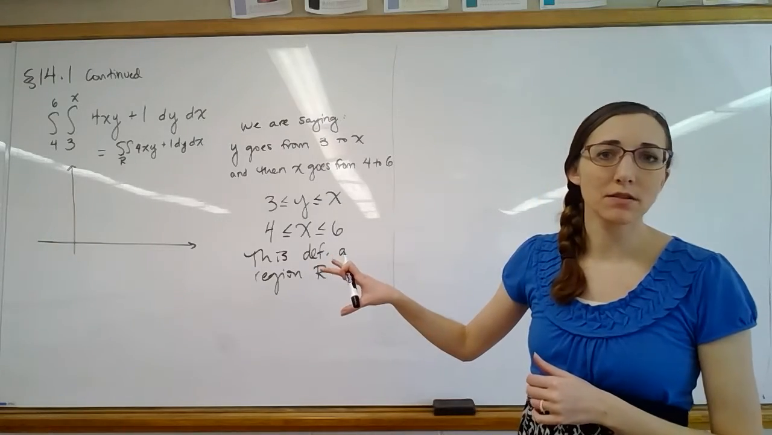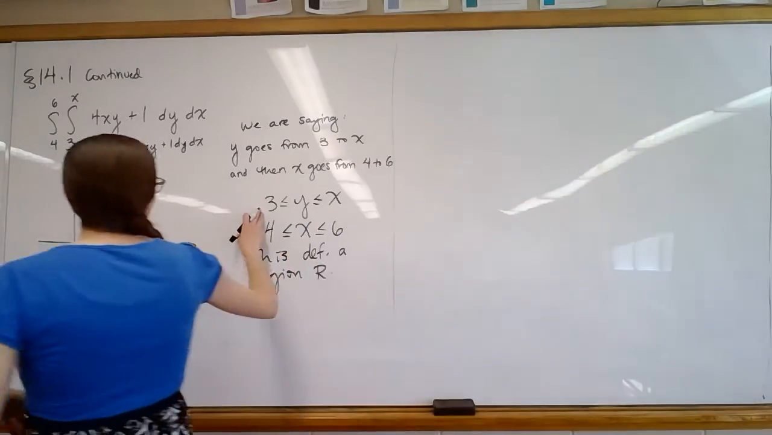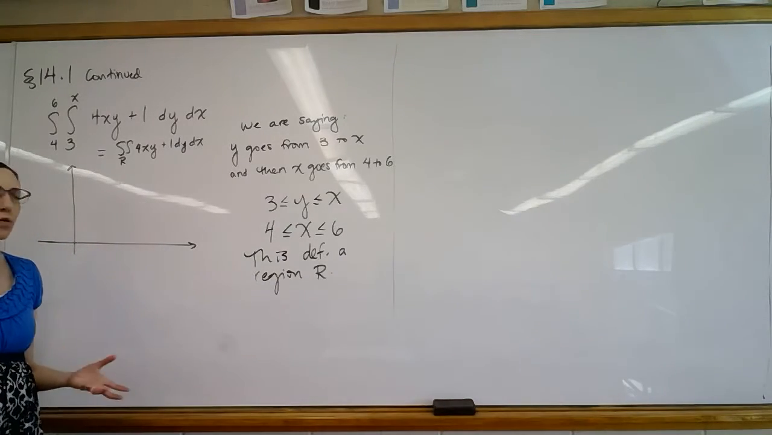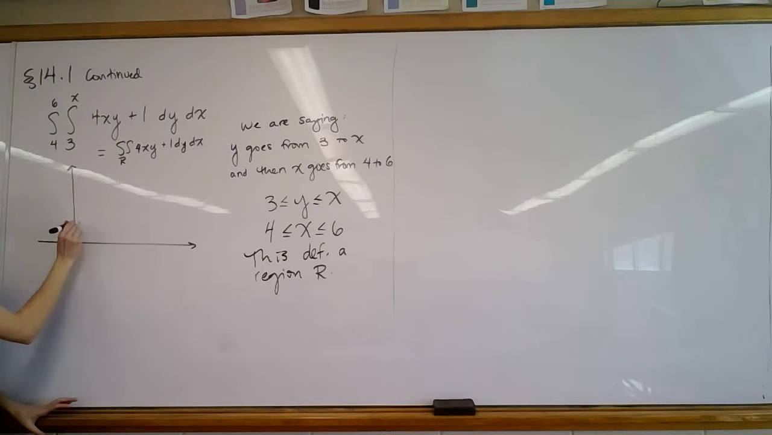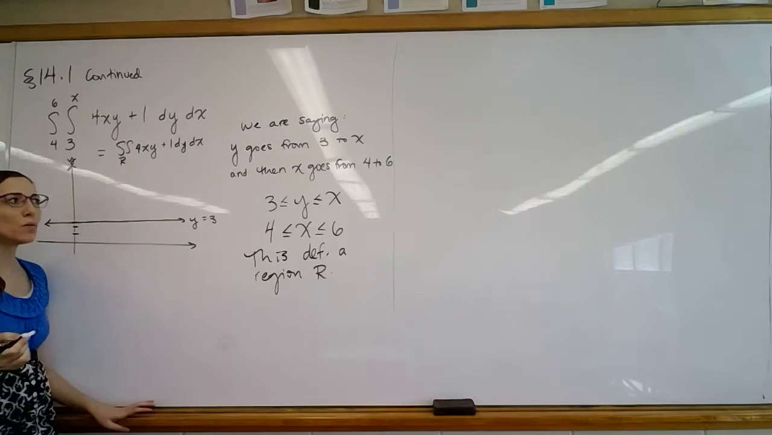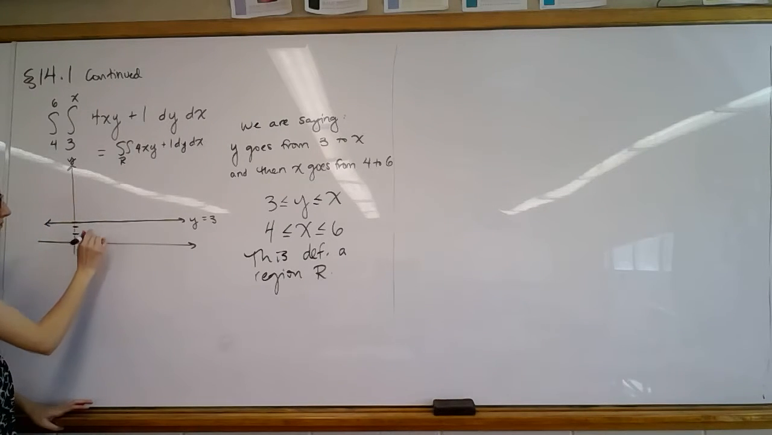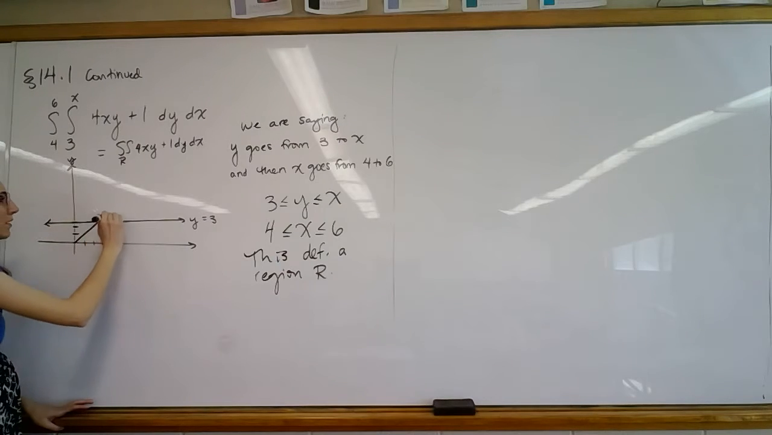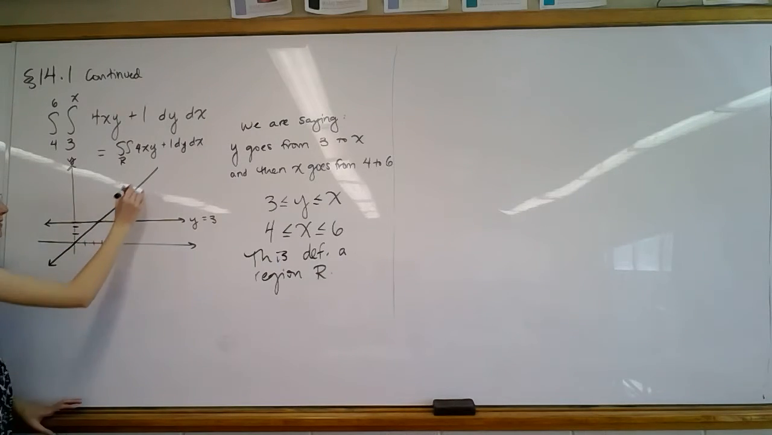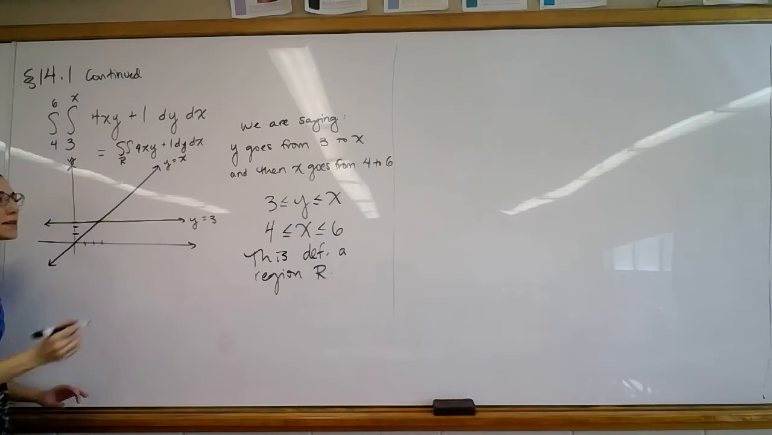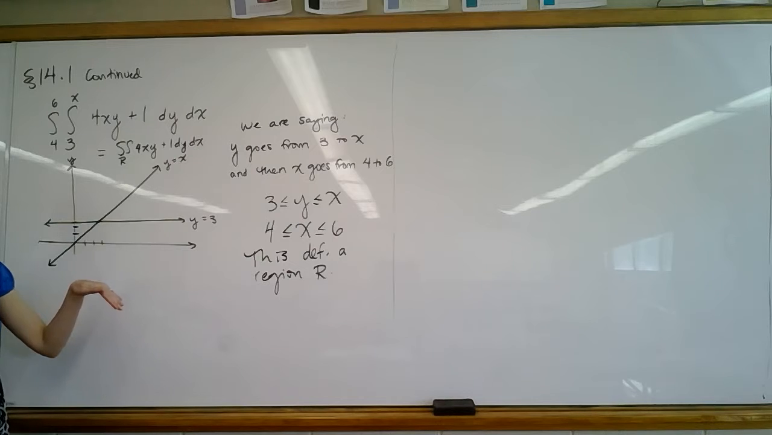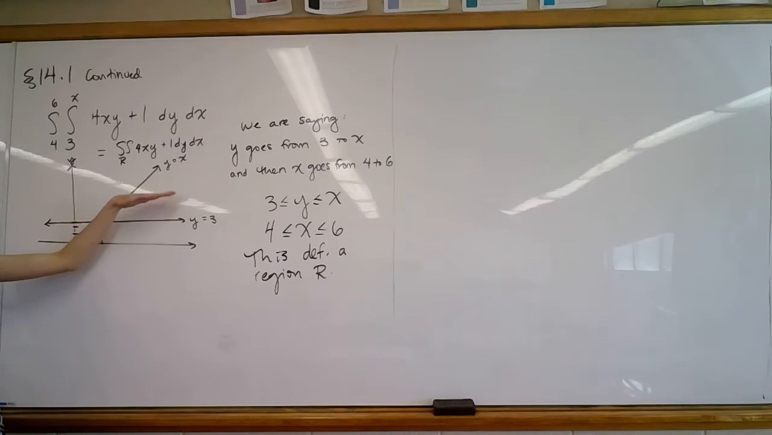Now graphically, we can actually put this on a graph. Where is y equal to 3? Well, it's on the line y equals 3. So we've got y equals 3 here. And where is y equal to x? Well, it's on the line y equals x. So if we draw that line in here, this says that my y variable, vertically in the region, goes from this horizontal line up to this slanted line, y equals x.